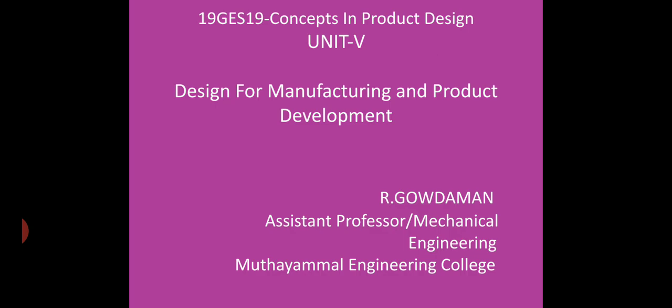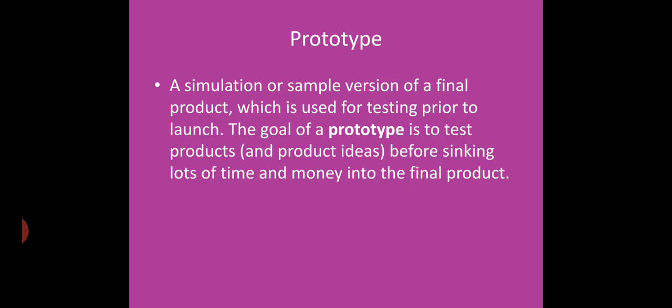Now we are going to see the concepts in product design, unit 5, design for manufacturing and product development. In this unit we are going to see only the second part. So now we are going to see what is meant by prototype. A prototype is one of the basic models. Before we design, we can make something like a model.